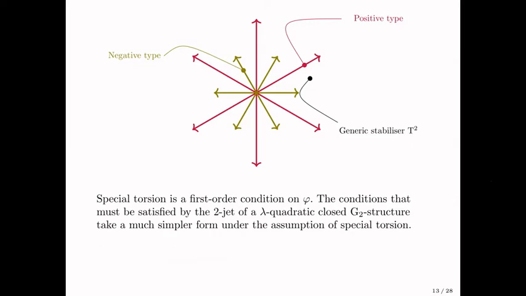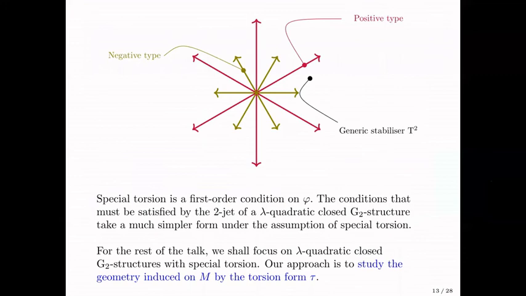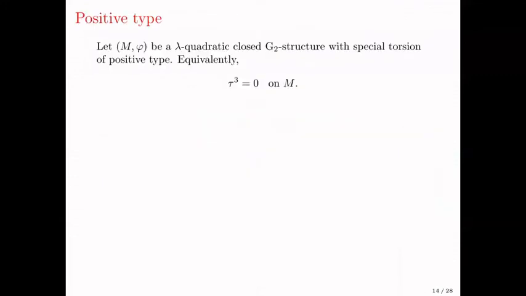So there are 2 cases: the positive type and the negative type. Let's start with the positive type. Let M with a closed G2 structure phi be a lambda quadratic closed G2 structure with special torsion of positive type. This is equivalent to the equation tau wedge tau equals 0 on M.